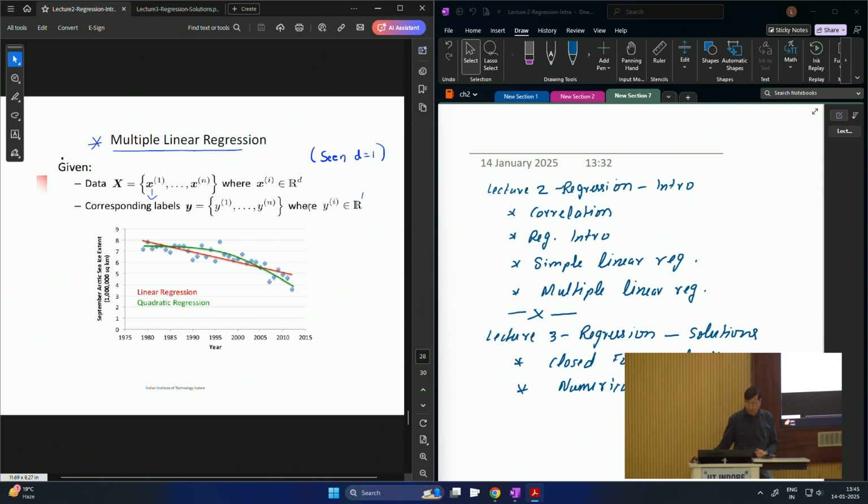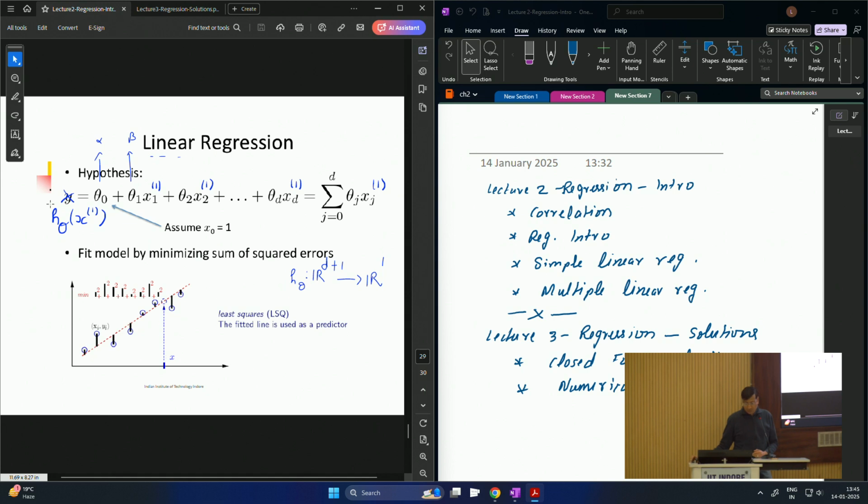But we're still working with the labels, or the dependent variable, to be one dimensional. So it's still R1. That's why it's called multiple linear regression. If you make this also m dimensional, m for monkey, in that case this will be multivariate multiple linear regression, because you've got the domain and range both changing.